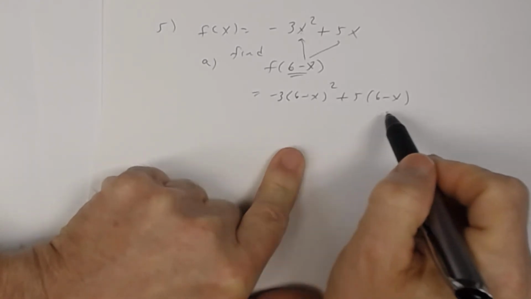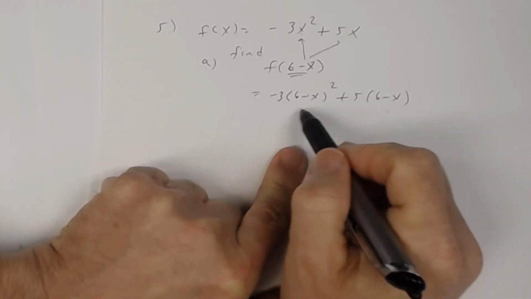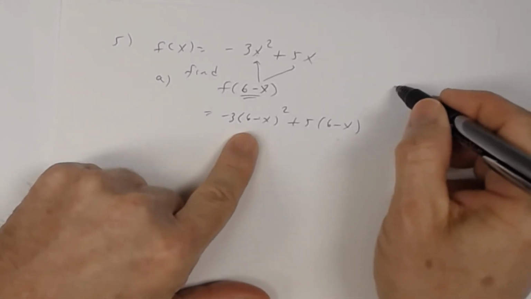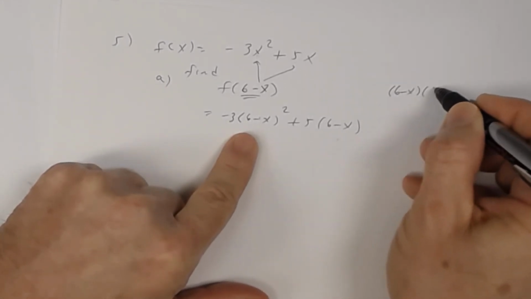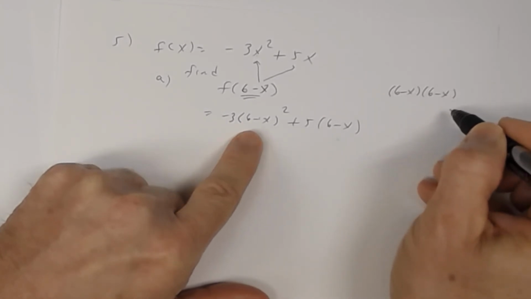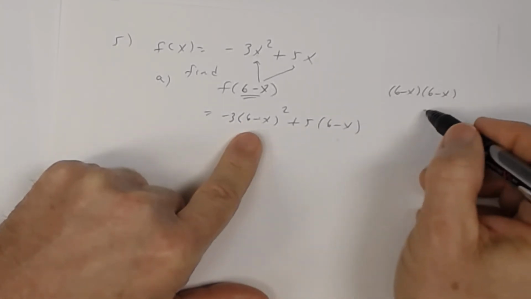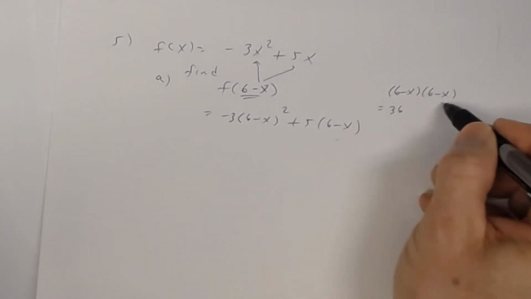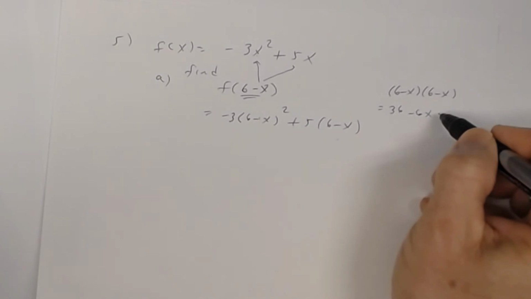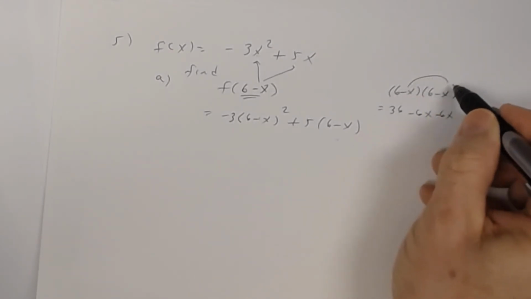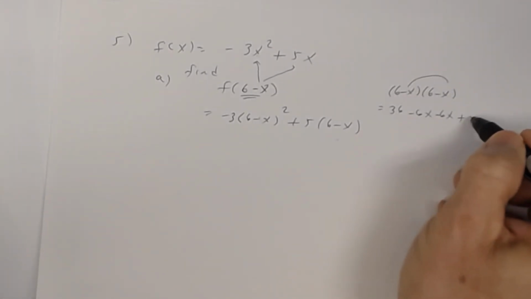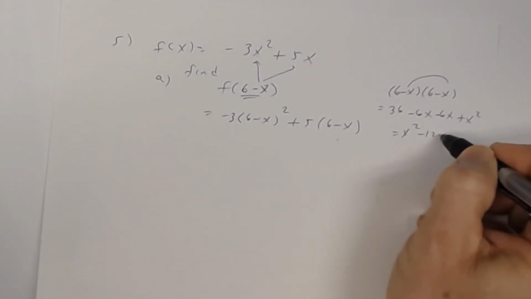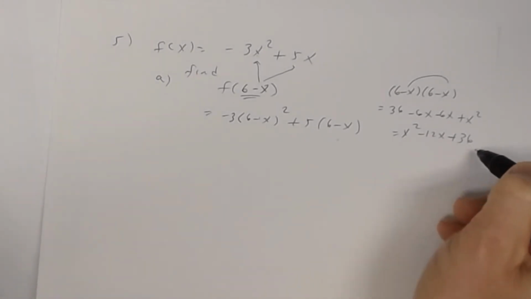You are expected, by the way, to deal with this. So you have to go off to the side and figure out, well, what is 6 minus x times 6 minus x? You have to square this binomial first. Well, using the FOIL method, 6 times 6 is 36. The outer is a negative 6x, the inner is a negative 6x, and the last is a positive x squared. Putting this in descending order, I get x squared minus 12x plus 36.